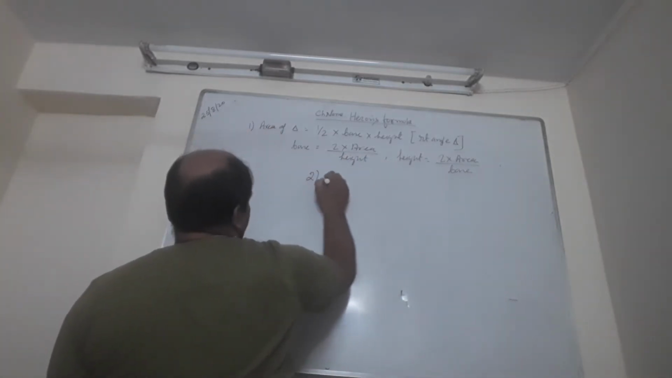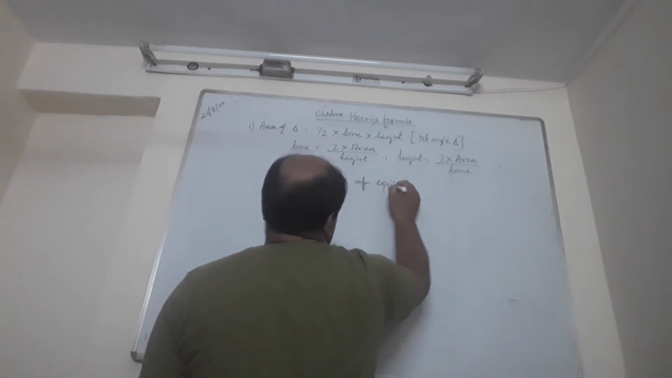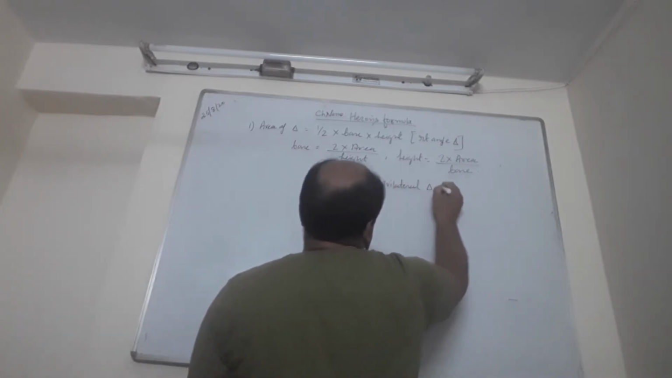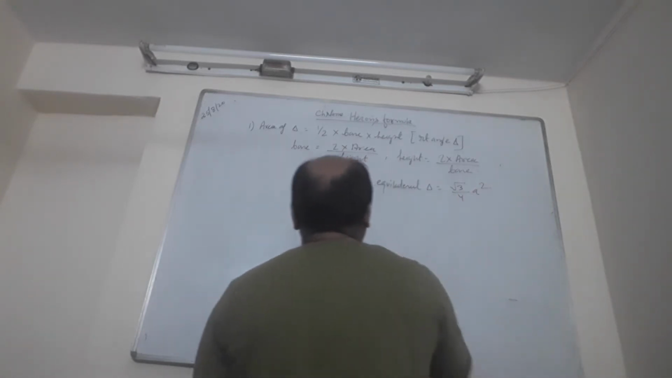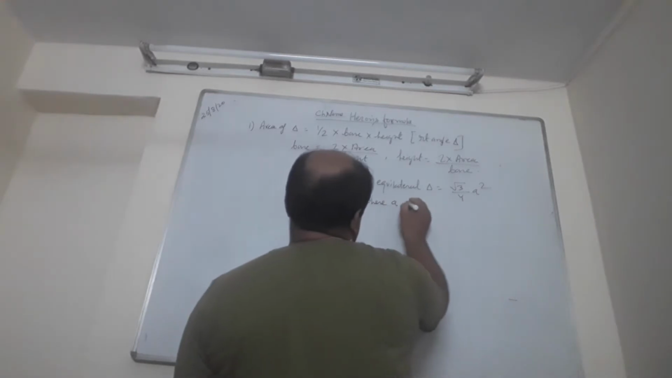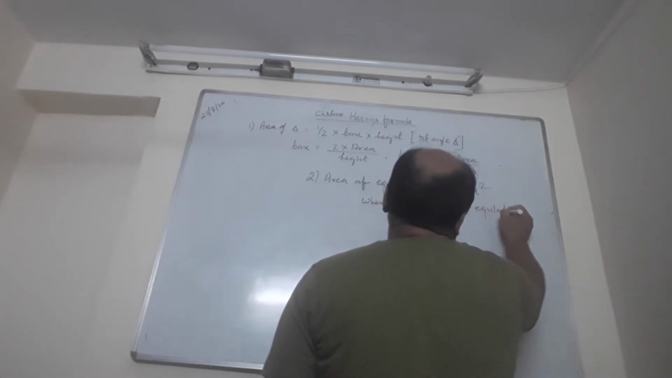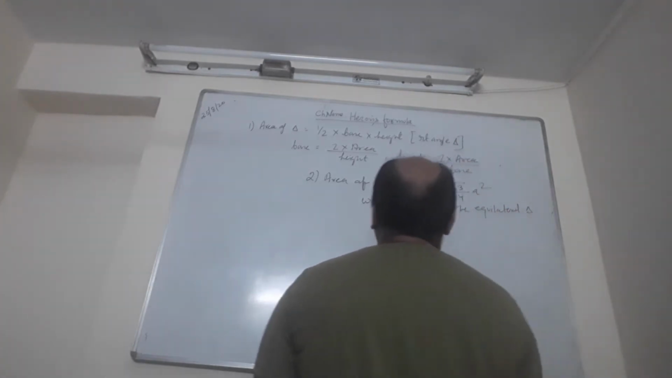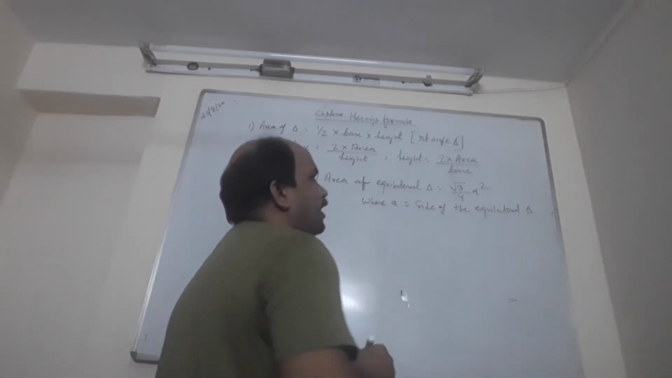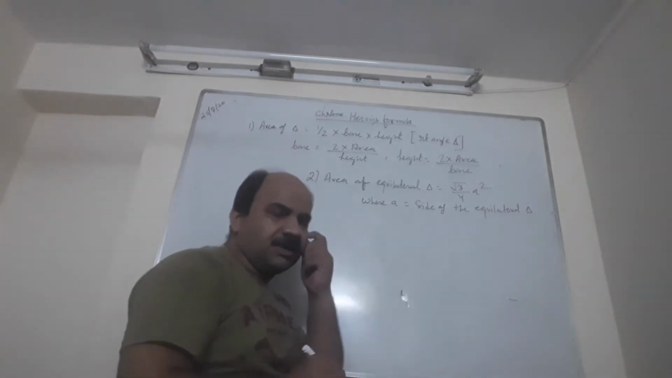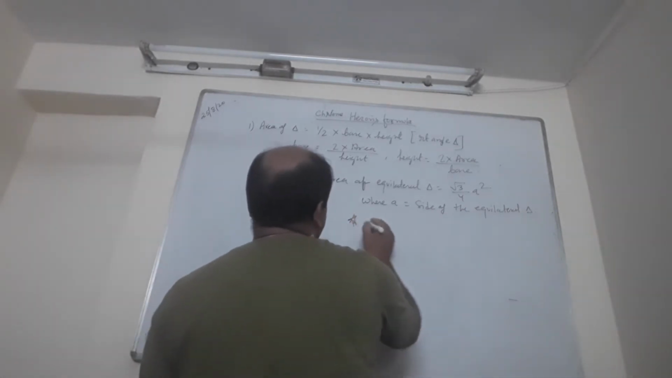Now second, area of equilateral triangle. Area of equilateral triangle equals root 3 by 4 a square, where a equals the side of the equilateral triangle. Now here we can say that if these two specified triangles are given to us, then we can easily find the area of the triangles. But what about any type of triangle?